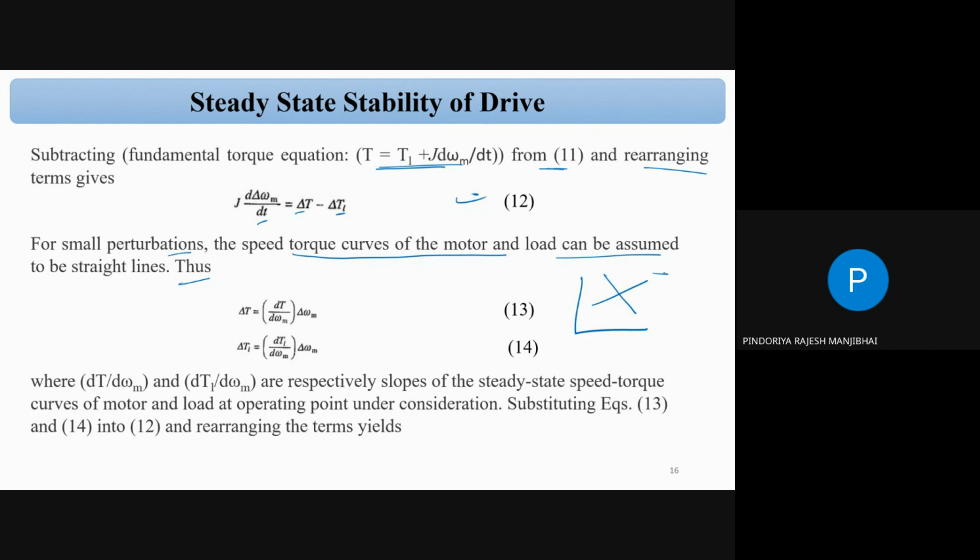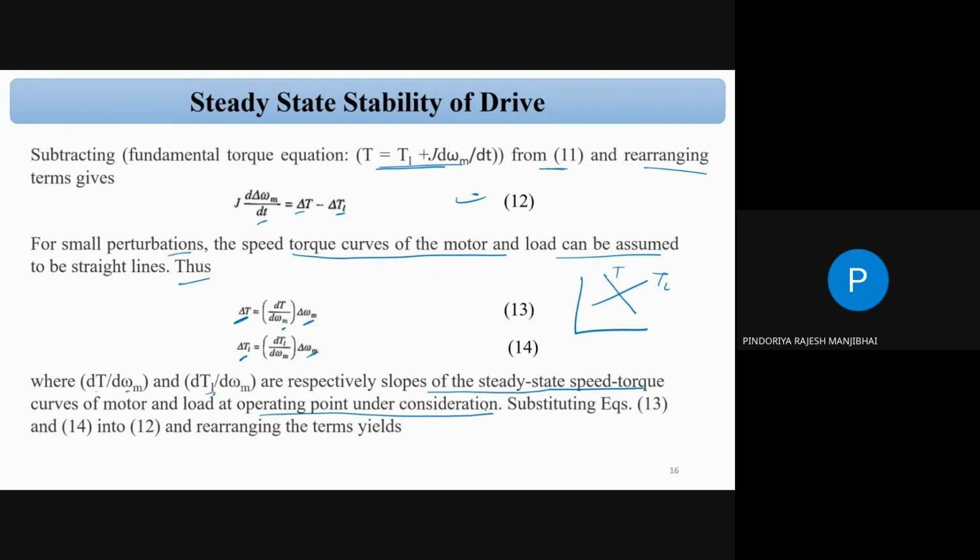Maybe this is the load torque TL and this is the motor torque. So we can say ΔT is equal to dT/dωm into Δωm, because we can give a small variation in the speed. Similarly, ΔTL is equal to dTL/dωm into Δωm. These are equations number 13 and 14, where dT/dωm and dTL/dωm are respectively the slopes of the steady state speed-torque curve and load torque curve at the operating point under consideration.